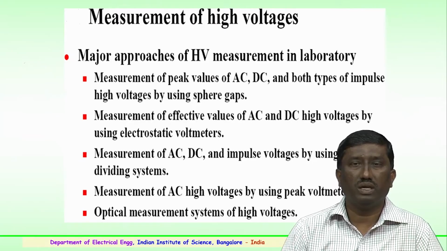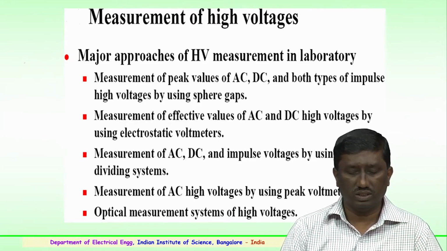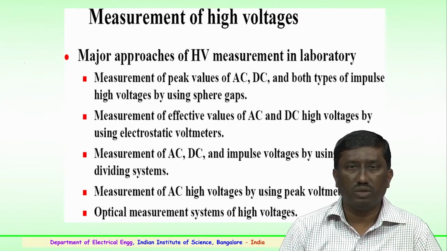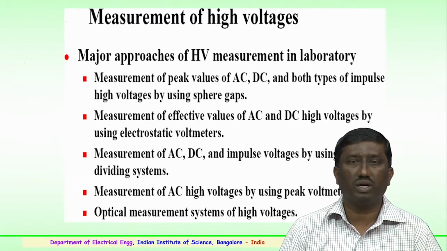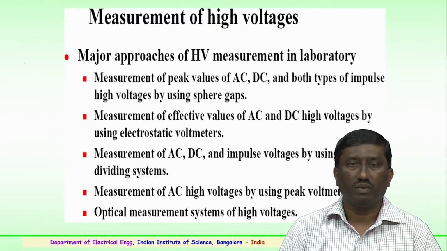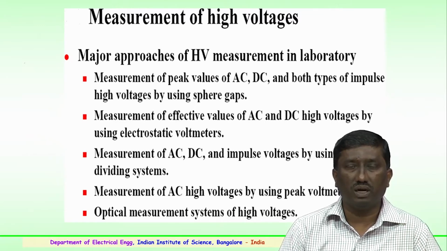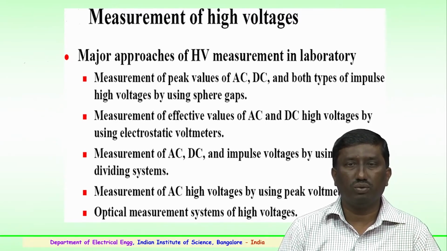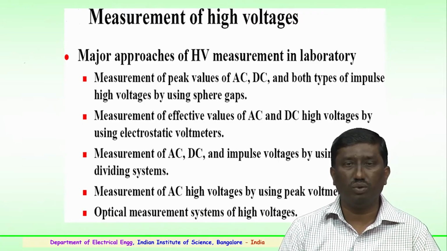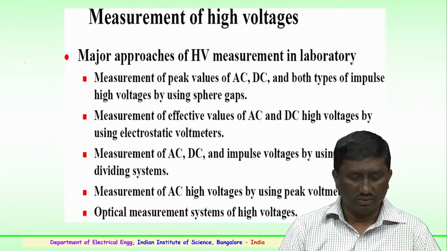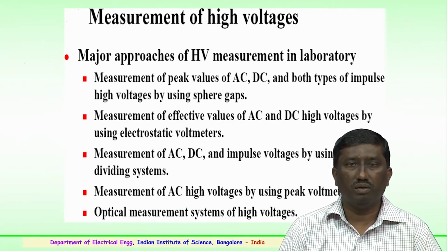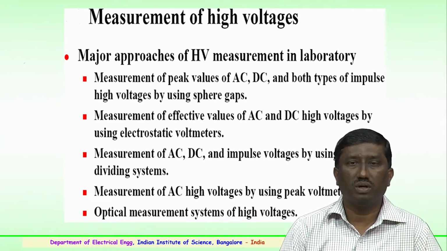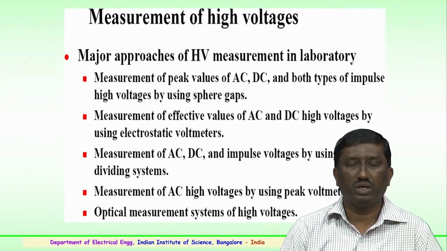Measurement of AC, DC and impulse voltages is done by using dividing systems. These could be resistive dividers or capacitive divider arrangements. AC high voltages could also be measured by using peak voltmeters, and finally, in the recent past, optical measurement systems for measurement of high voltages are also being used in laboratories.